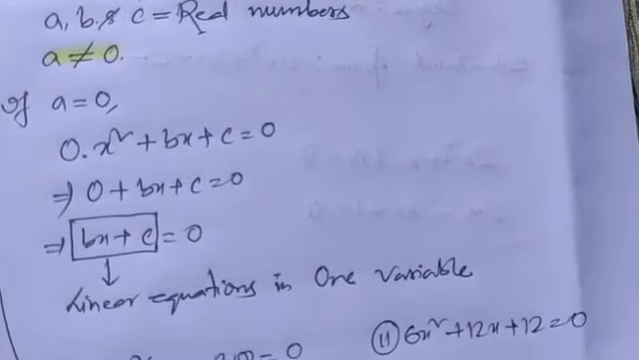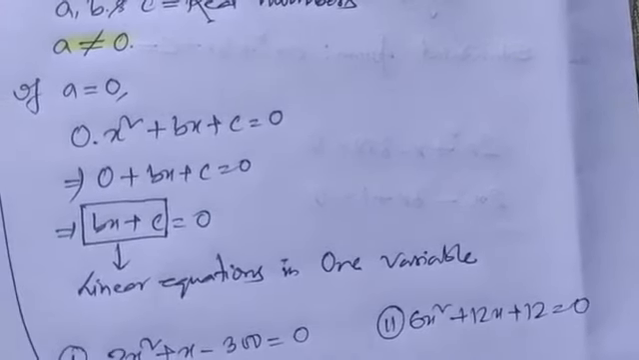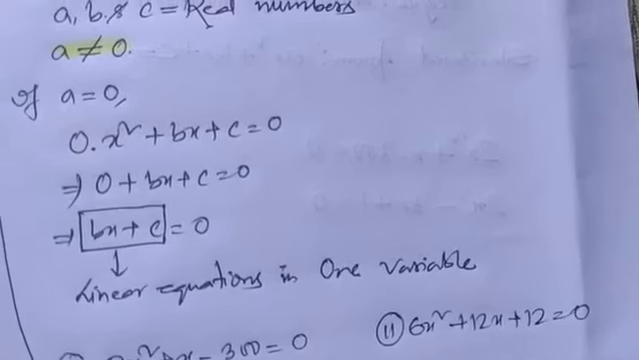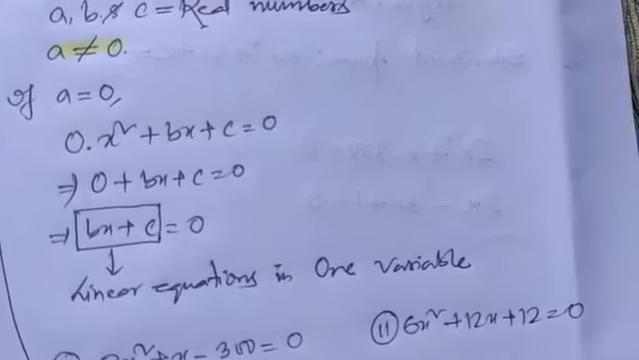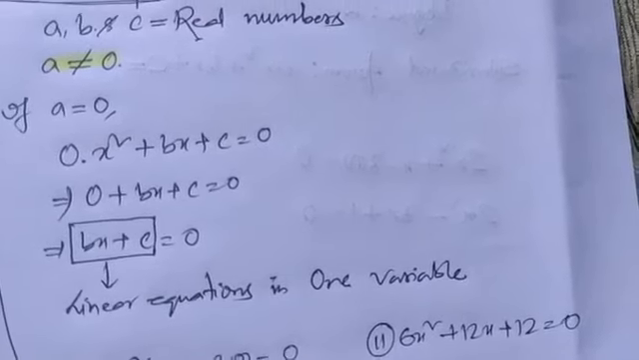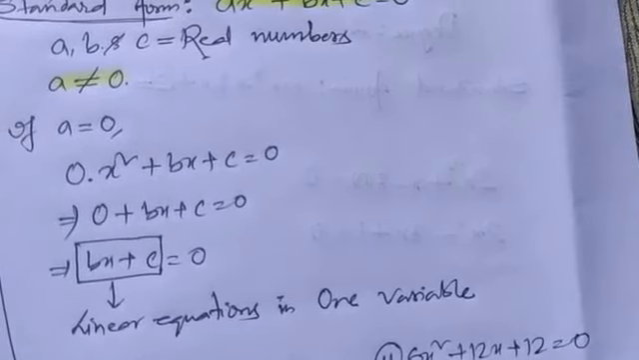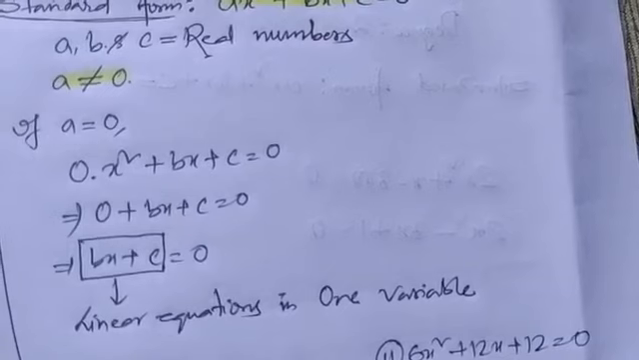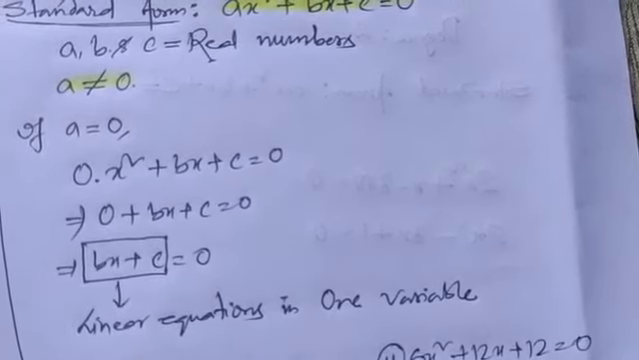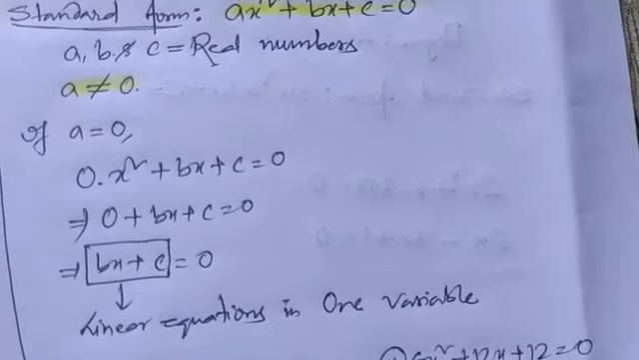Now this bx plus c equal to 0. Here you see properly, you can't see anymore 2 as the power. Here with bx, we don't see any power. That simply means we have power 1, and c is a constant, so no power. So this ultimately becomes a linear equation in one variable. This equation earlier was a quadratic equation, and now it became a linear equation. Why?